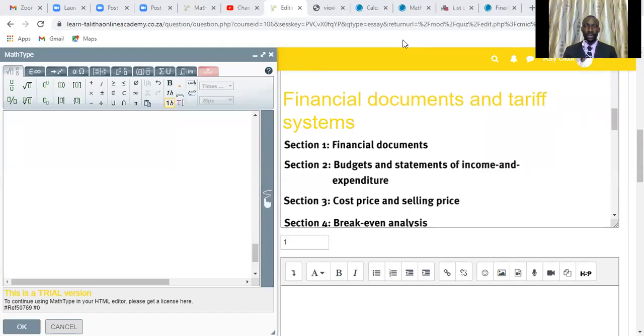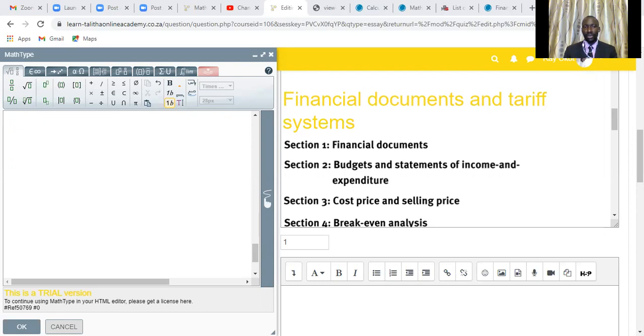Now, in the lesson of today, we are going to continue with our discussion of financial documents and tariff systems. Notice that financial documents and tariff systems is divided into 4 sections: the financial documents, the budgets and statements of income and expenditure, the cost price and selling price, and also the break-even analysis. So those are the 4 sections that we are going to be covering.